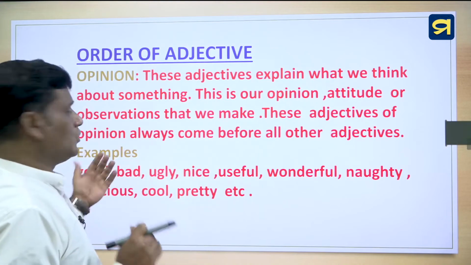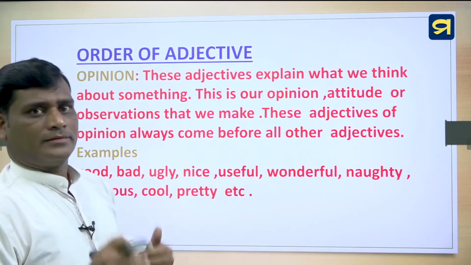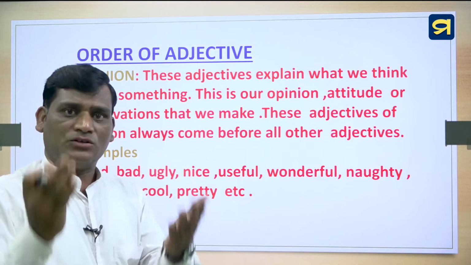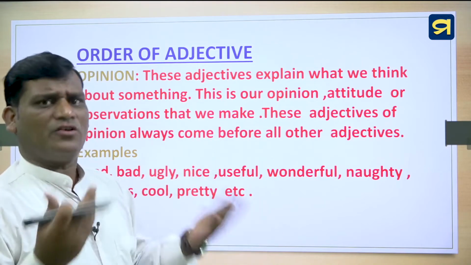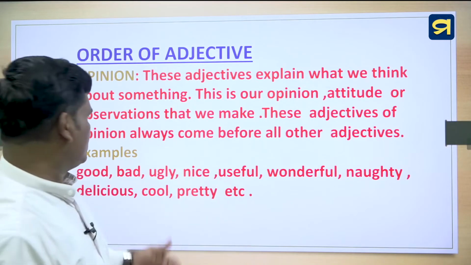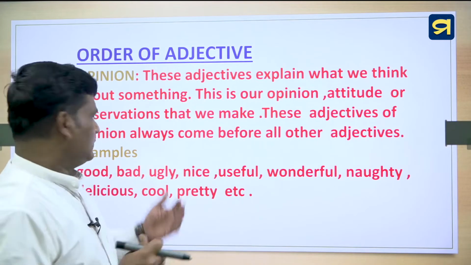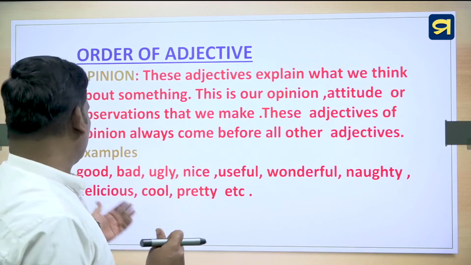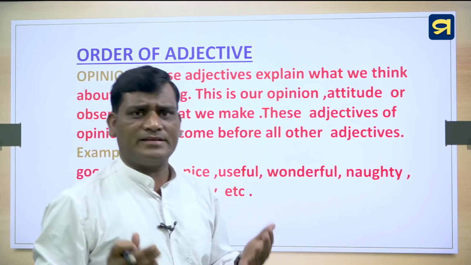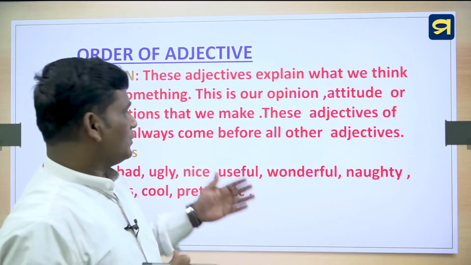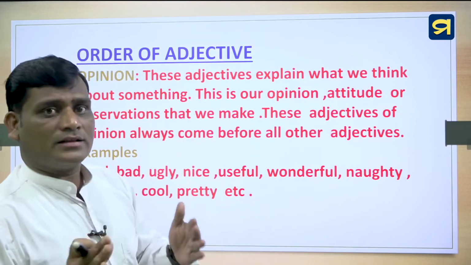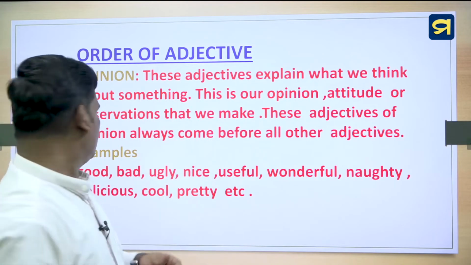An example is written: good. You are a good boy. You are good for me. You may not be good for others. This is my opinion, this is my observation. Similarly, bad, ugly, nice, useful, wonderful, naughty, delicious, cool, pretty, etc. So these are the adjectives which come under the category of opinion.